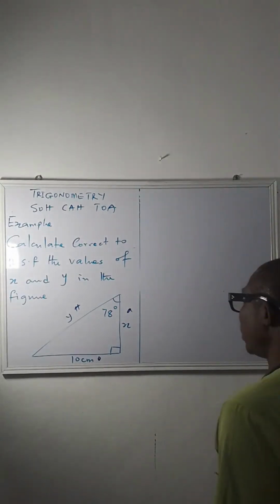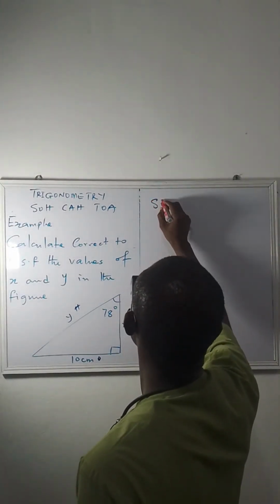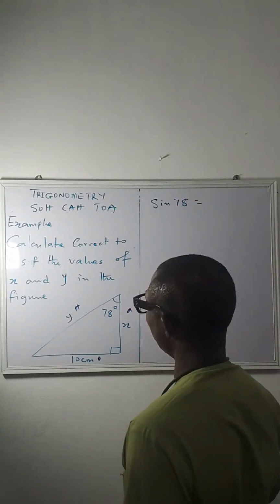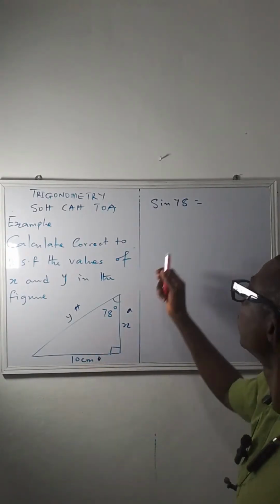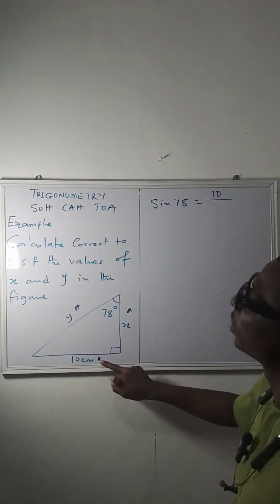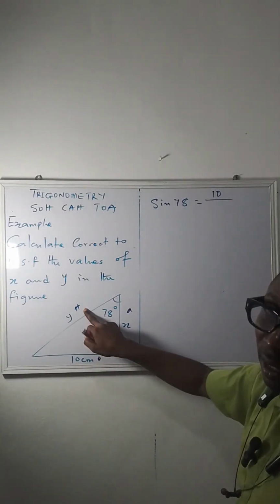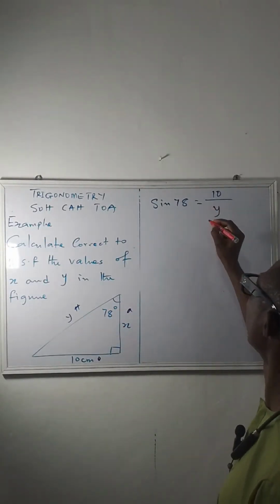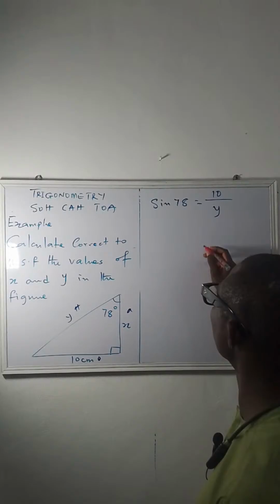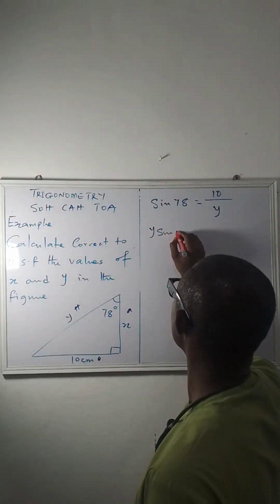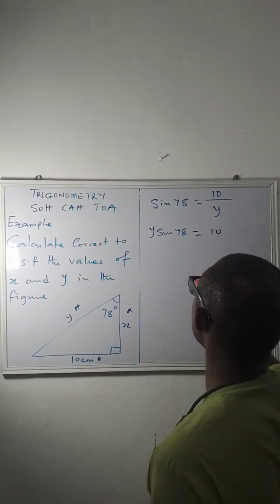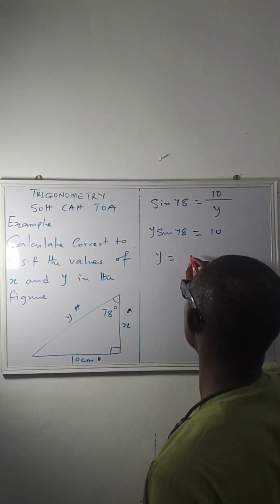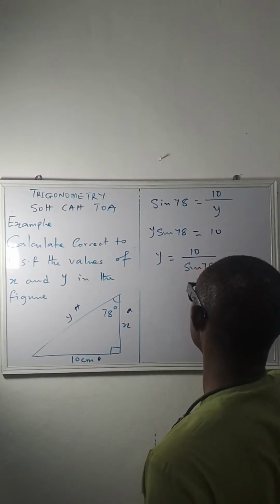So sine 78 equals opposite over hypotenuse. Opposite is 10. What's the hypotenuse? That's what you are looking for. That is y. So here you cross multiply. You have y sine 78 equals 10. So we have y equals 10 divided by sine 78.